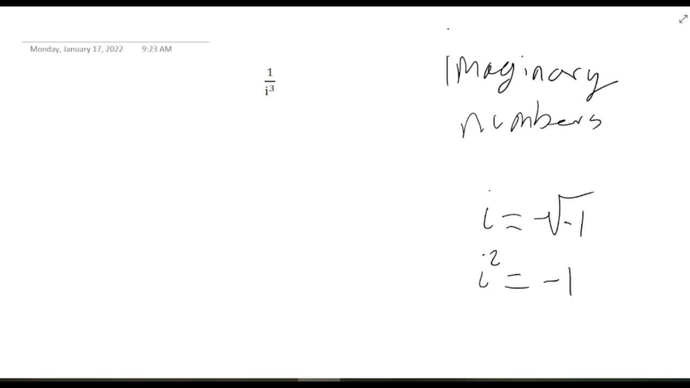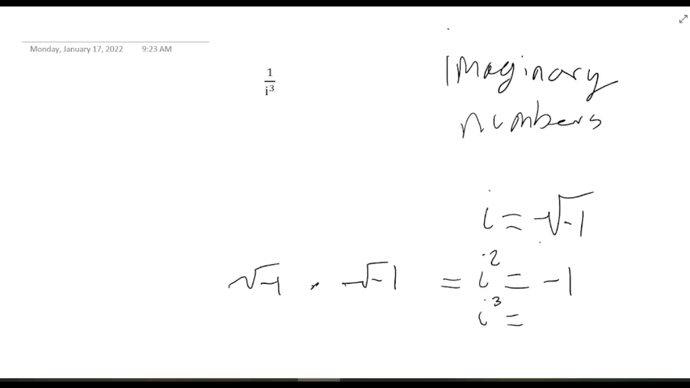And let's take it a step further, right? Because let me rewrite this. So this is equal to -1, because i squared is i times i, and i equals the square root of -1. So i squared is equal to the square root of -1 times the square root of -1, and the square roots cancel out. Now let's look at i to the third.